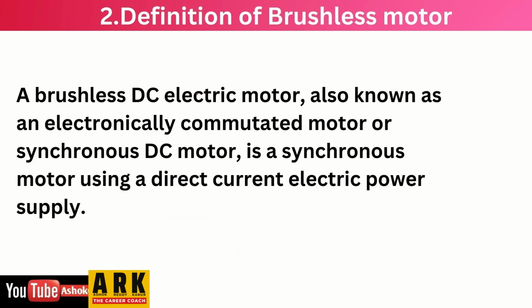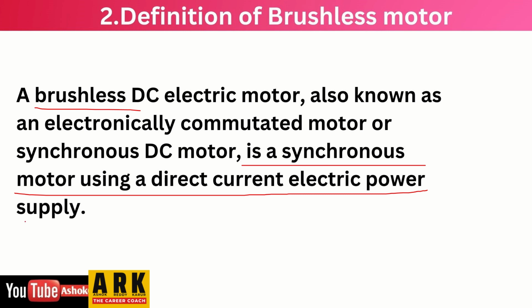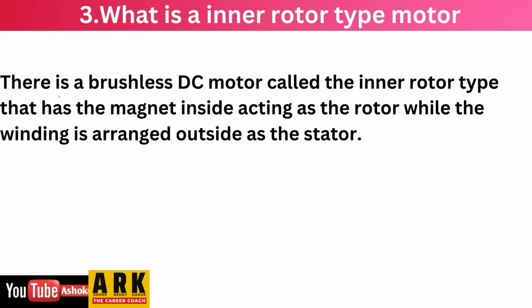And then we will see what is meant by the brushless motor. The brushless electric DC motor, also known as the electronically commutated motor or synchronous DC motor, is a synchronous motor using direct current. Otherwise you can directly write it like this: it is a synchronous motor using a direct current electric power supply. And then there is the brushless DC motor.